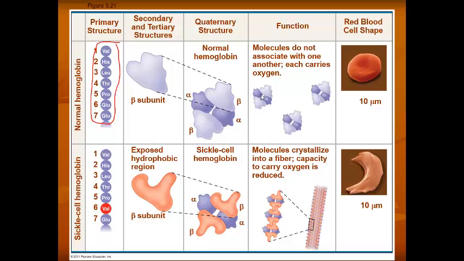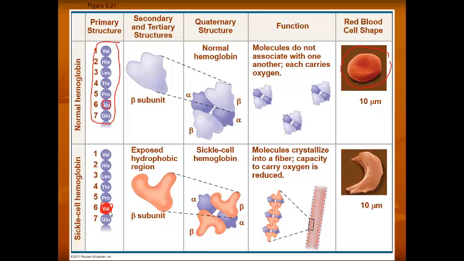Ultimately, this is going to create a normal hemoglobin, which is going to make a nice biconcave red blood cell. A red blood cell that has lots of surface area that can be used to transport oxygen throughout the body. With sickle cell anemia, there is literally only a change in one amino acid in the primary structure. You can see that glutamic acid is changed into valine. We'll see later on this is due to a mutation in the DNA.